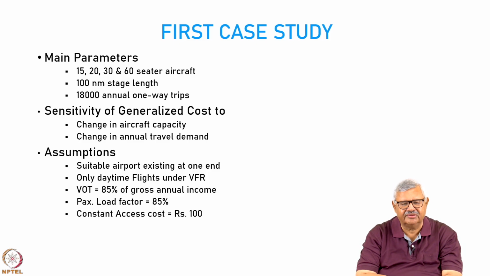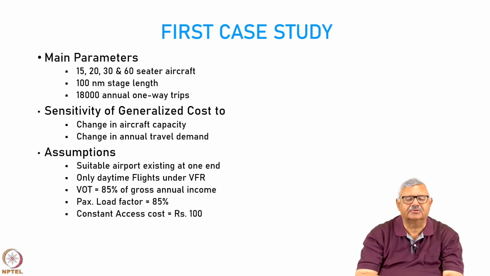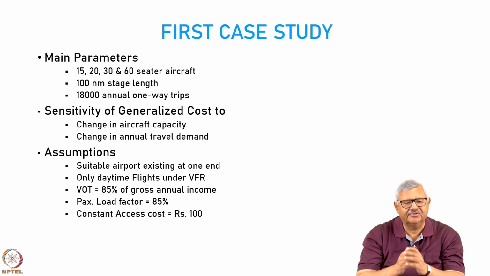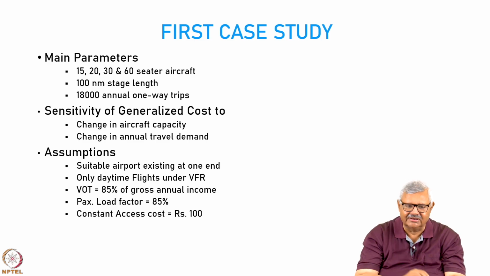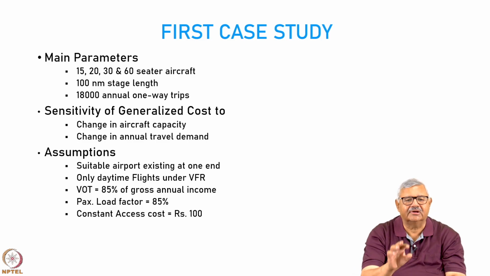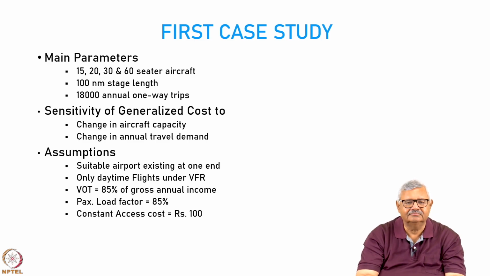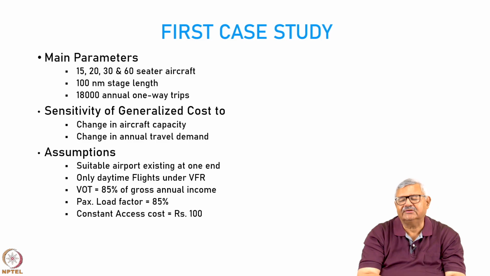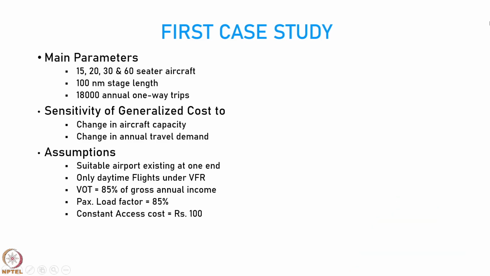There are some assumptions in this study. First assumption is that the cost of the airport development is only at one airport. The base airport is already available and operational. We are operating only daytime flights under VFR, so this will be only level 1 or level 2 airport, it will not have level 3. The value of time is considered to be 85% of the gross annual income. The passenger load factor will be 85% and the constant excess cost of 100 rupees is assumed.